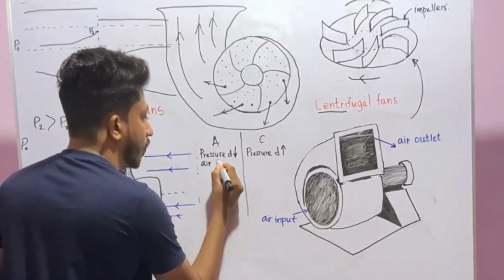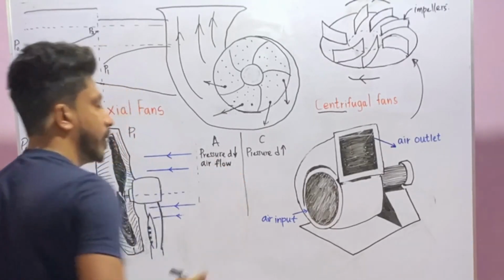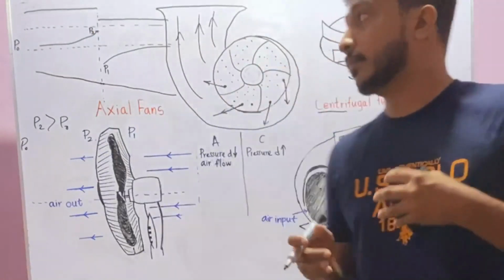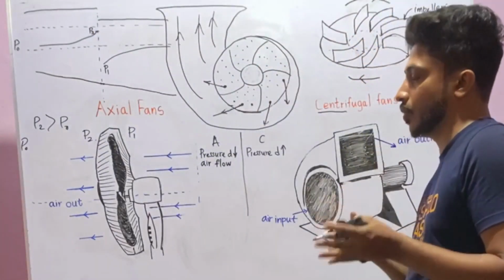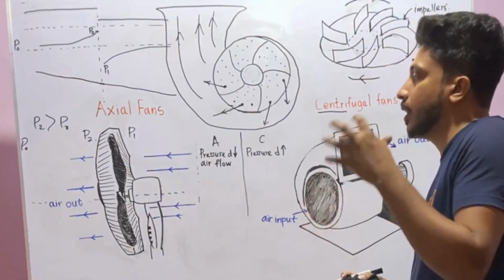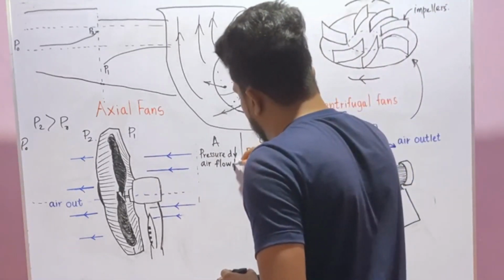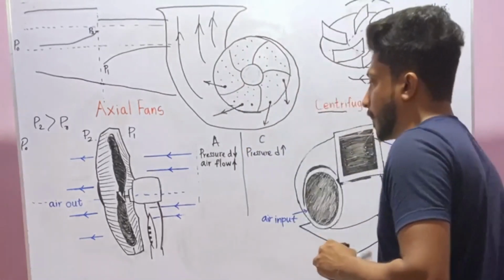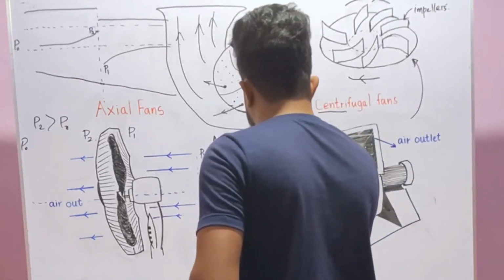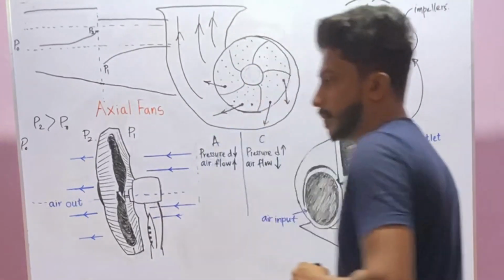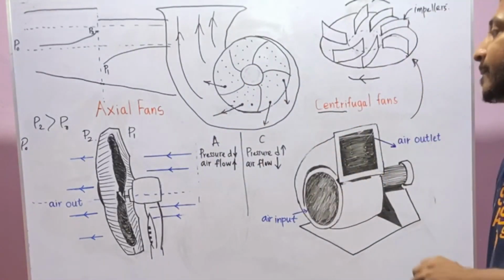Airflow. That means how much air per second, in cubic meters, or the unit can be anything. That is the airflow. Airflow is actually higher in the axial fan. In a centrifugal fan, airflow is a bit less than in an axial fan.